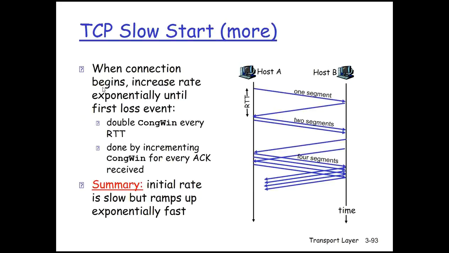So when the connection begins, we increase the rate exponentially until the first loss. We double the congestion window every RTT, and you can see that. Here's one, then two, then four. So we're going up exponentially, right? We double the congestion window every RTT, done by incrementing the congestion window for every acknowledgement received. So in summary, the initial rate is slow, but it ramps up exponentially fast. Do you get that?